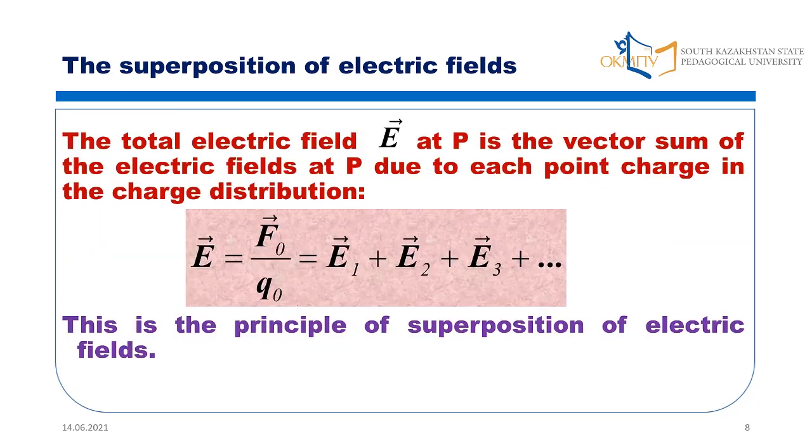And the total electric field at point P is the vector sum of the electric fields at P due to each point charge in the charge distribution. So that is the total electric field at a certain point produced by the charges in the charge distribution. It is equal to the sum of E1 plus E2 and so on. This is the principle of superposition of electric fields.